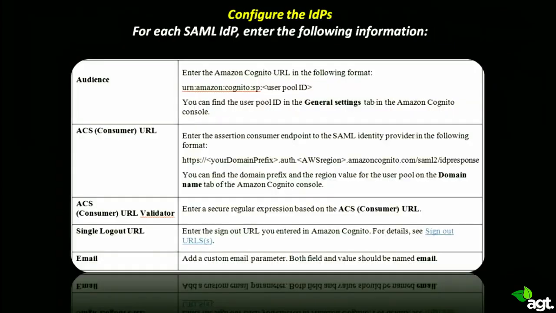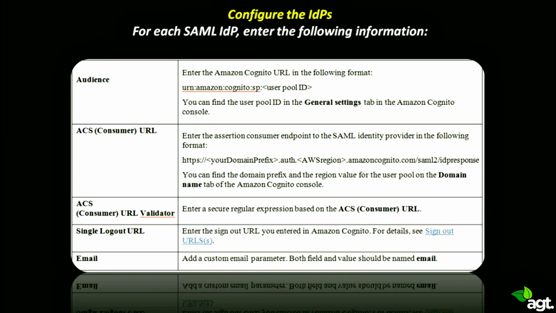And what about configuring the IDPs? For each SAML IDP, enter the following information, starting with the audience. Enter the Amazon Cognito URL in the following format: urn:amazon:cognito:sp:<user pool ID>. You can find the user pool ID in the General settings tab in the Amazon Cognito console.